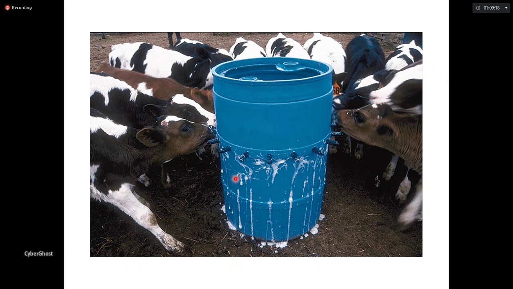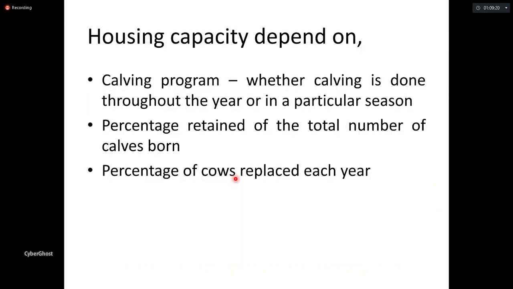Then the housing capacity, the number of pens required for these animals, right? It depends on the farm. The number of calves born during a particular year or time period, so we can decide it, right?